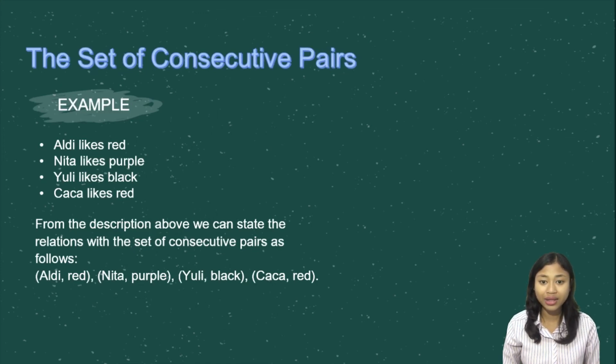Example, Aldi likes red, Nita likes purple, Yuli likes black, Chacha likes red. From the description above, we can state the relation with the set of ordered pairs as follows: Aldi red, Nita purple, Yuli black, Chacha red.